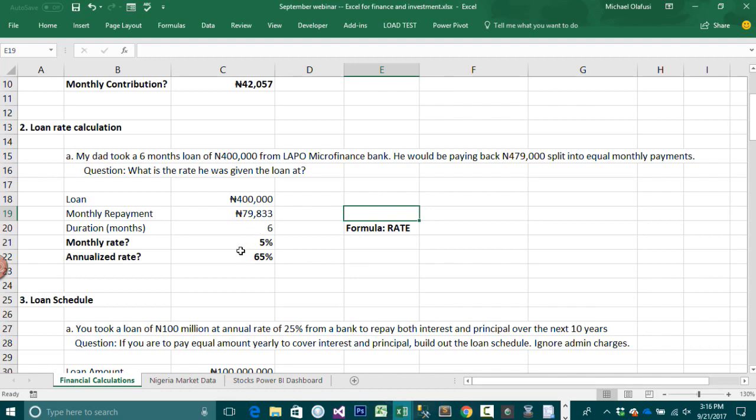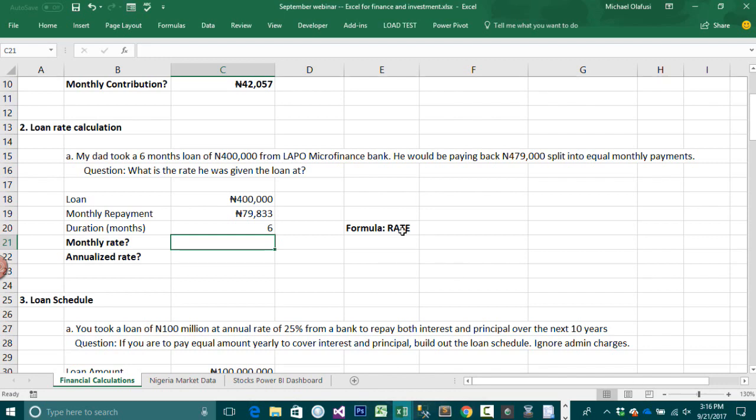So if you want to find out the rate they're giving it to you at, then you'll have to do what I'm going to show you. So let's start. You'll be paying back this amount every month, and you'll be paying this for the next 6 months, right? So how do you calculate the monthly rate? Let's start with the monthly rate, the rate at which the loan they're giving you is charged monthly. So let's see that.